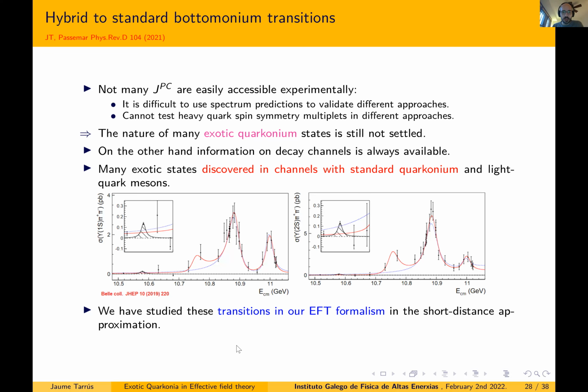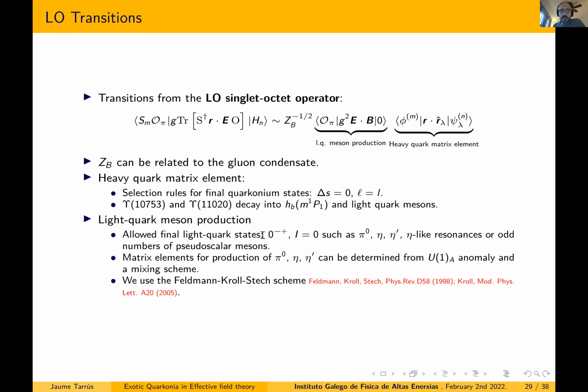And for this, we use the effective field theory formalism that I had been discussing, and also will work in the short distance approximation, which we hope is a good approximation for quarkonium states. So here the idea is that these transitions will be generated by singlet to octet operators, so operators that change the heavy quarks going from a singlet state to an octet state. And the leading order operator here is the dipolar chromoelectric coupling, which is this one here.